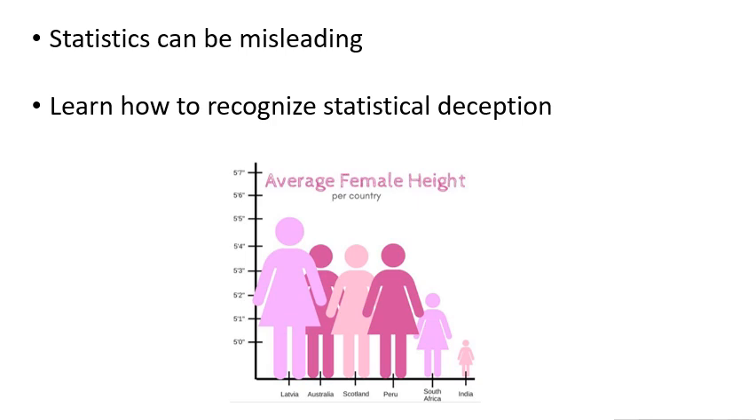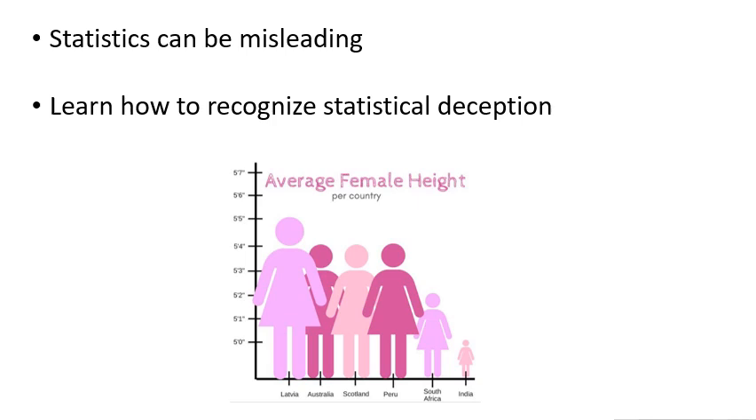So I put a graph here that's supposed to show us the average female height per country. If we look at it, the author has chosen these icons to represent the height in inches, but due to the proportions, it's making it look like the Indian women are tiny little smurfs compared to these giant Latvian women. So what the author's tried to convey hasn't really worked out for the audience.